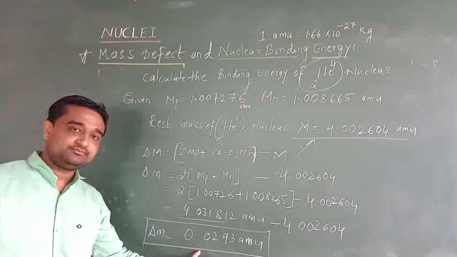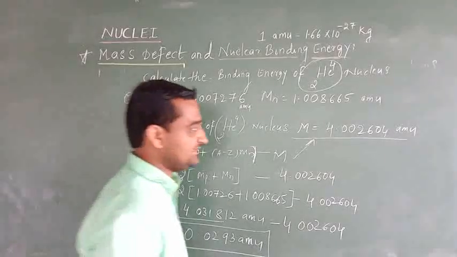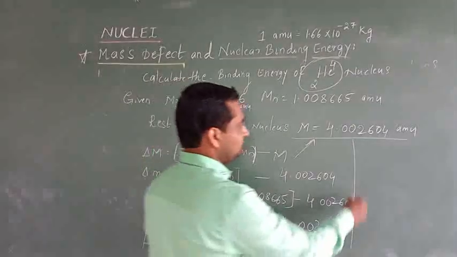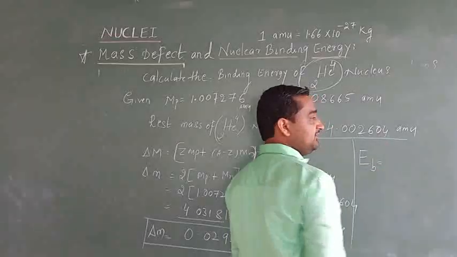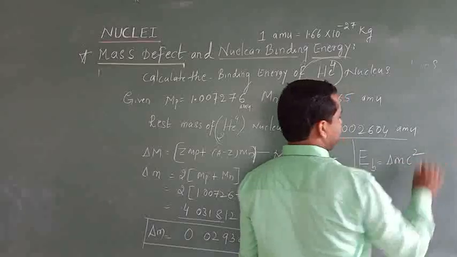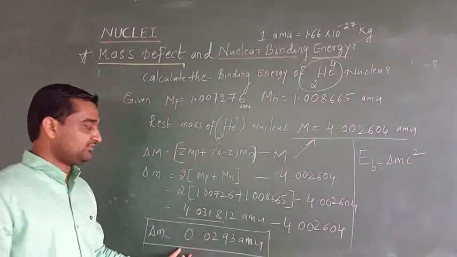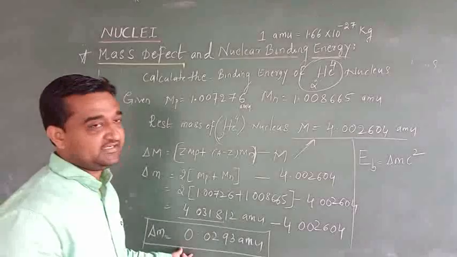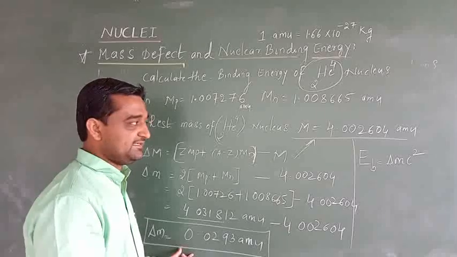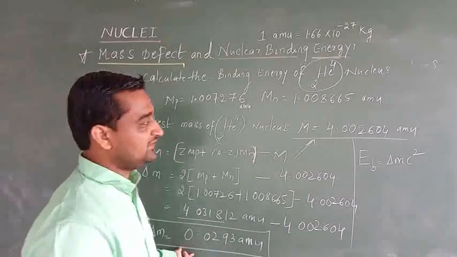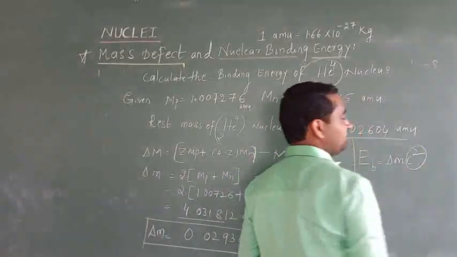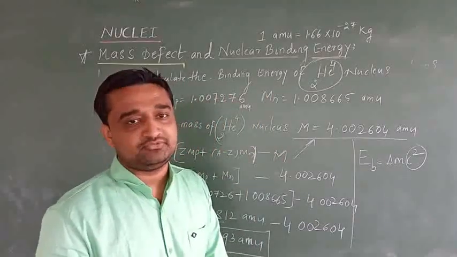Now you can convert this mass in terms of energy, that is, in terms of what? The binding energy, right? So the binding energy of the helium nucleus EB is equal to delta m into c square. We have to do delta m into c square. Delta m here is in terms of what? amu. You have to convert it into kg. Then you have to multiply it by c square, right? Then you will get the energy in terms of joule.